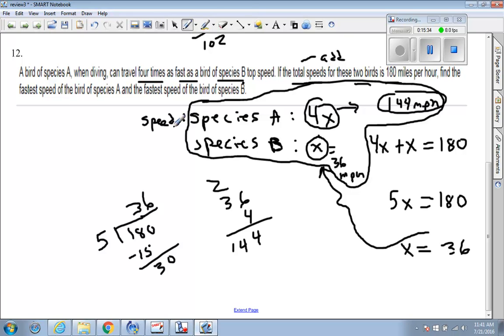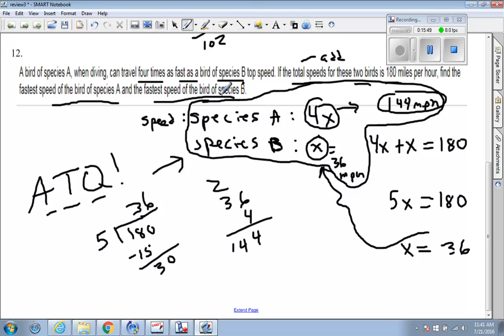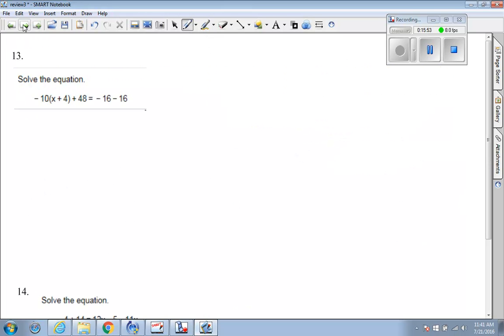All right? ATQ, answer the question. To use text language, ATQ, answer the question. Make sure you always throw it back into your key, and make sure you want to define the fastest speed of species A and the fastest speed of species B. So you have to throw it back into your key. All right, moving right along.